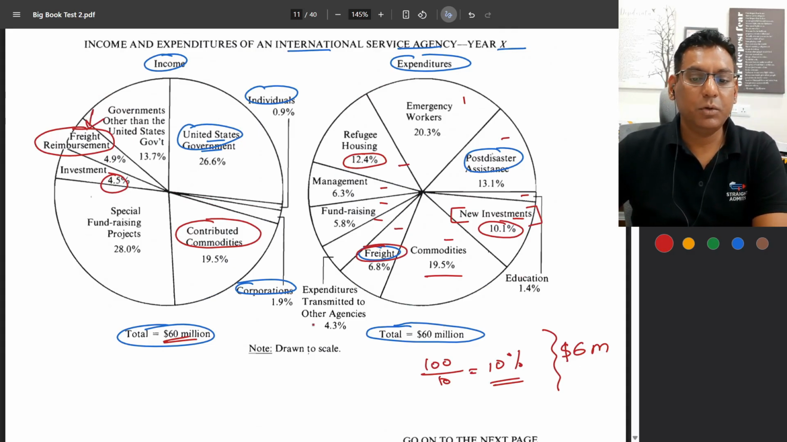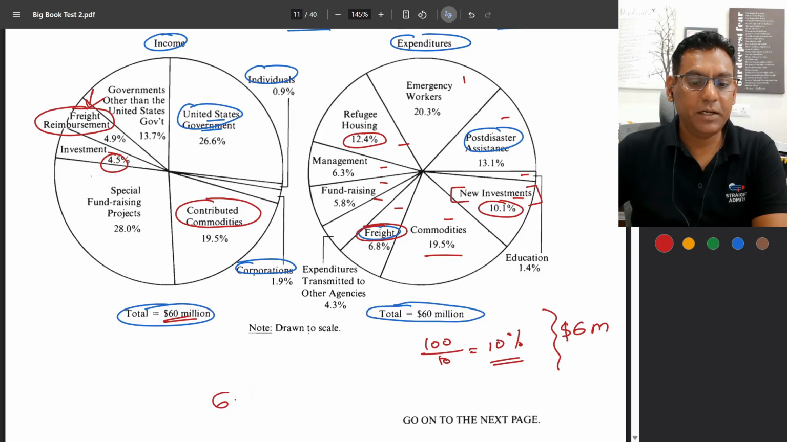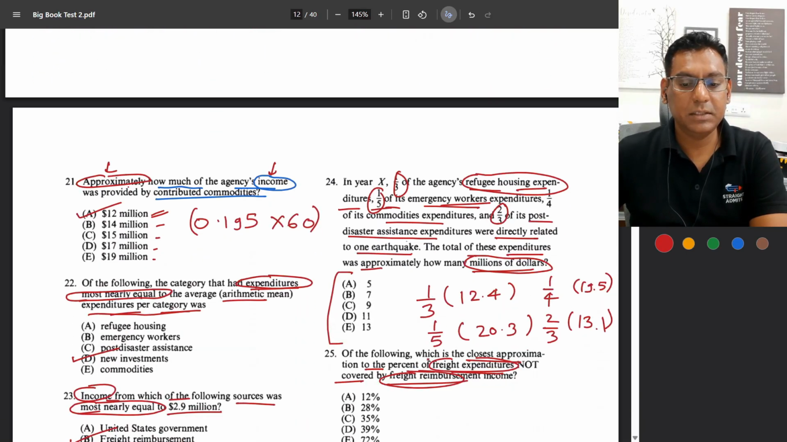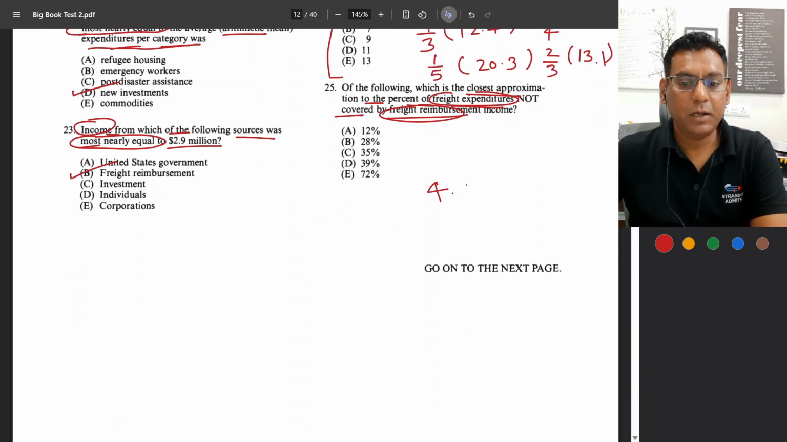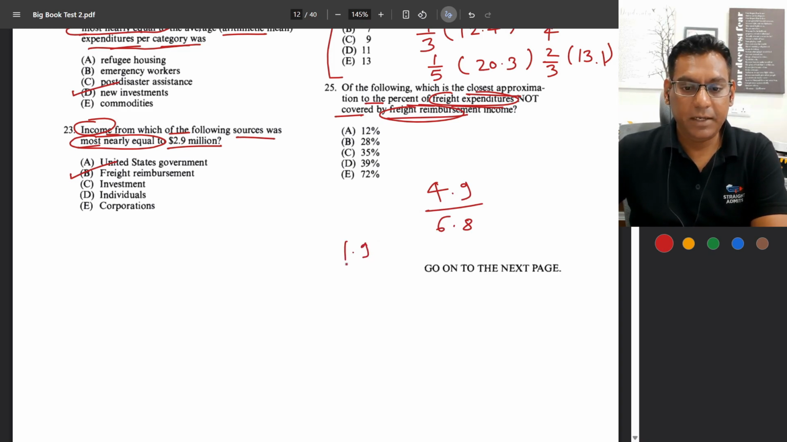Okay. So what they're saying is that 6.8% we have freight expenditure. Reimbursement is done for 4.9 only. What percentage is not covered? Okay. So let's see. 4.9 is covered out of 6.8. That means not covered would be how much? It would be 1.9 out of 6.8. What would that number be?